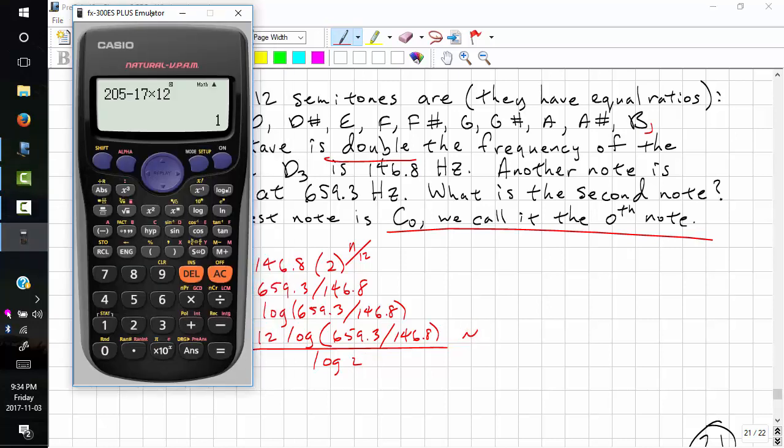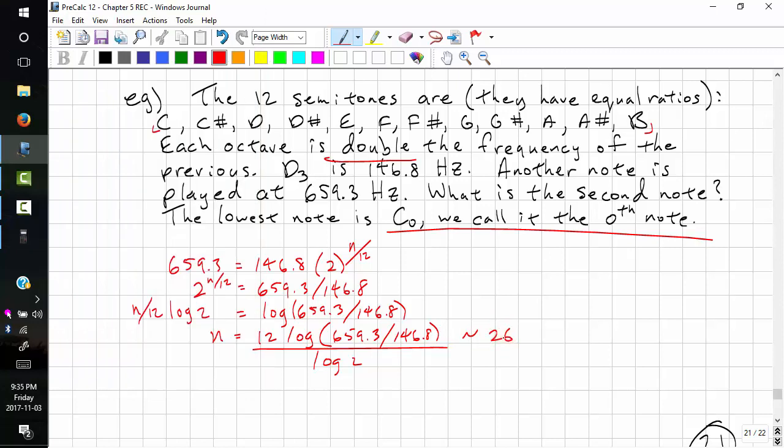And plugging this in, and divided by log 2. And we get 26 point something. However, this time we actually want to write an integer, because if there's a decimal value, then the frequency isn't an equal ratio. We have exactly 26 semitones. And if we have a decimal value, it means that we're actually off key.